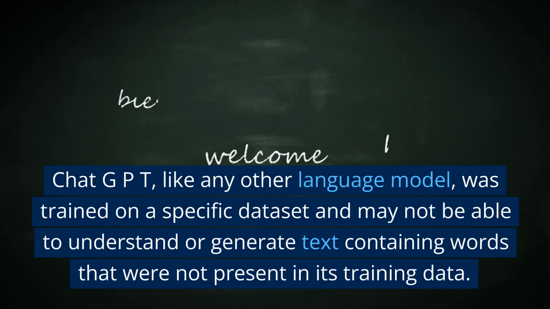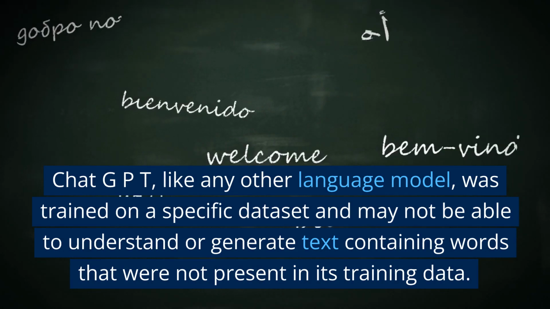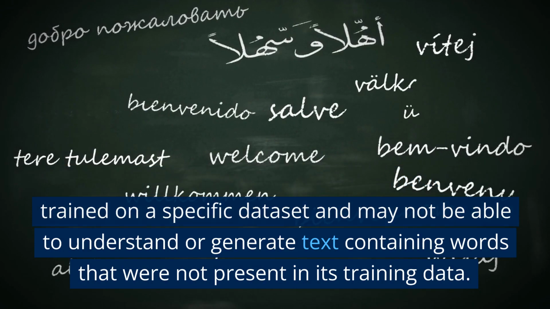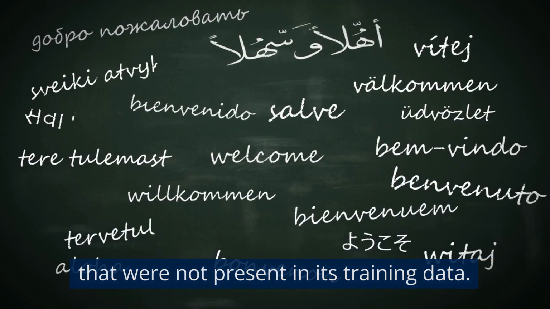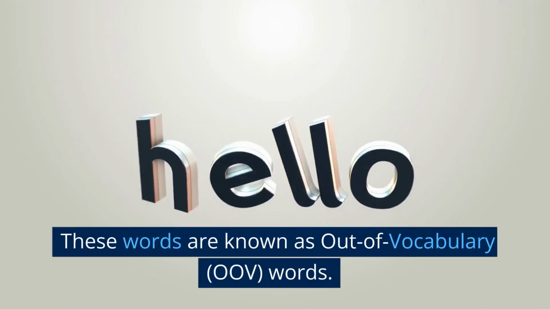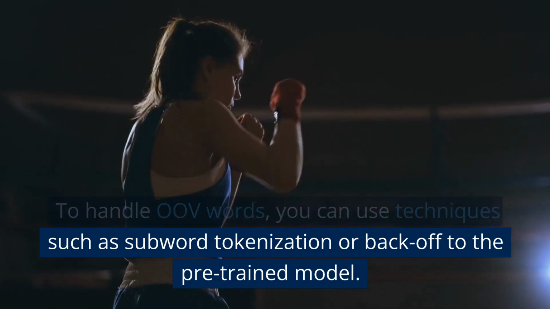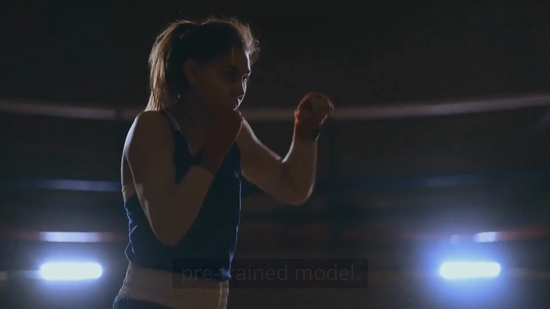Handling out-of-vocabulary (OOV) words. ChatGPT, like any other language model, was trained on a specific dataset and may not be able to understand or generate text containing words that were not present in its training data. These words are known as out-of-vocabulary (OOV) words. To handle OOV words, you can use techniques such as subword tokenization or back off to the pre-trained model.